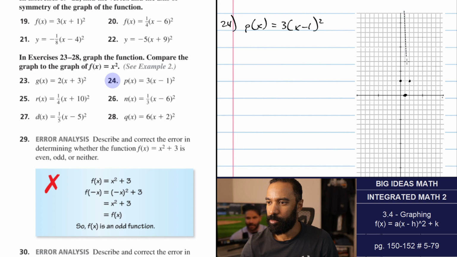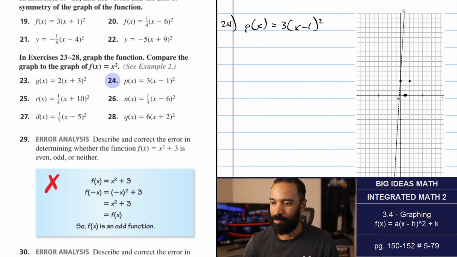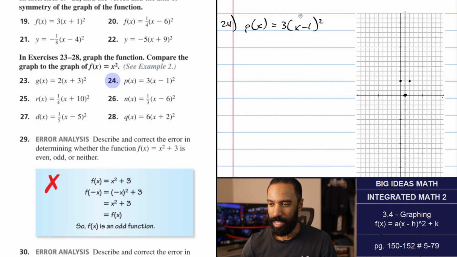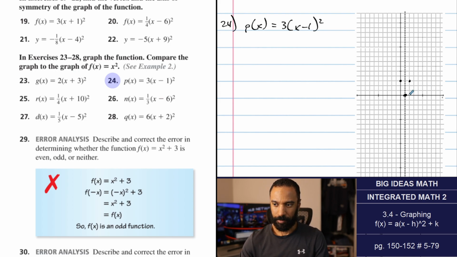Let's draw the axis of symmetry again. Hey, that's not it. By the way, these are not even functions if they're not symmetric across the y-axis, even though it has an axis. Over 2 up 12, that's 4 times 3. And that's all I can fit.